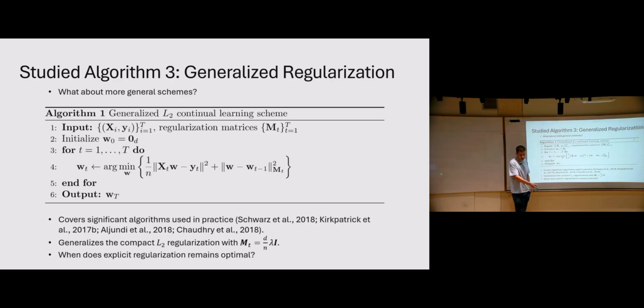So we want to draw some conclusions. When does this explicit regularization still remain optimal across all the diagonal regularization matrices? This will be an interesting question because our analysis showed that we can find the optimal regularization strength under some assumptions. So identifying when it remains optimal would be very informative to us.